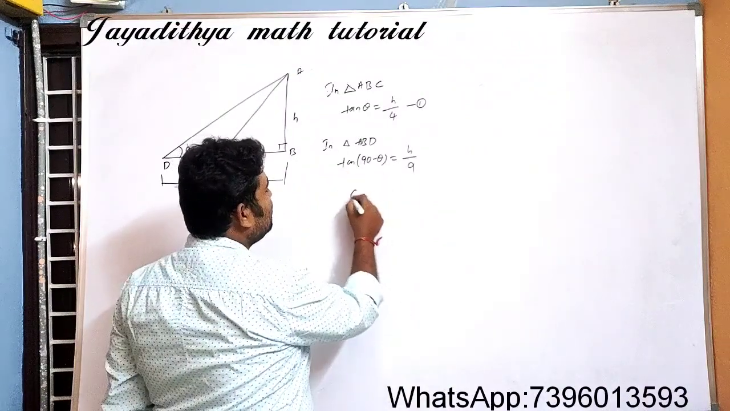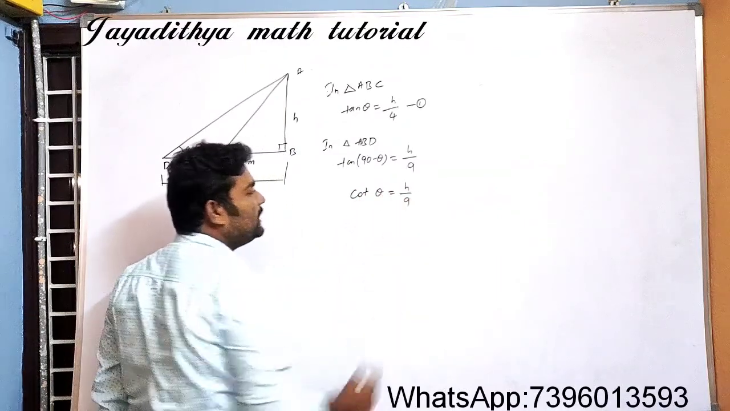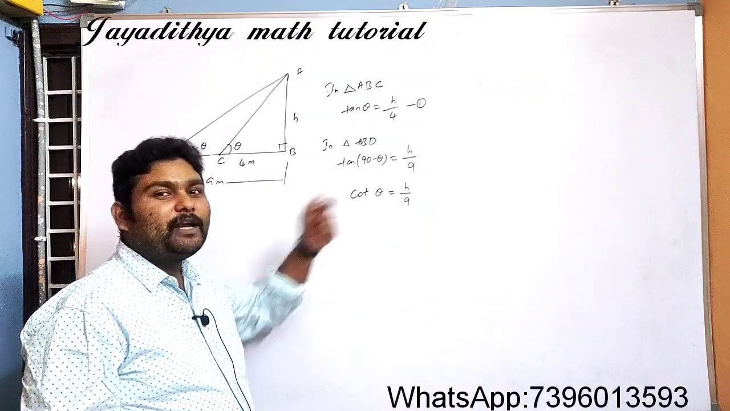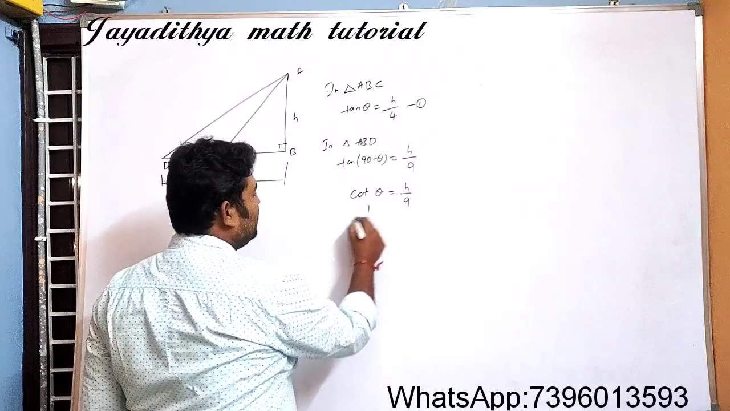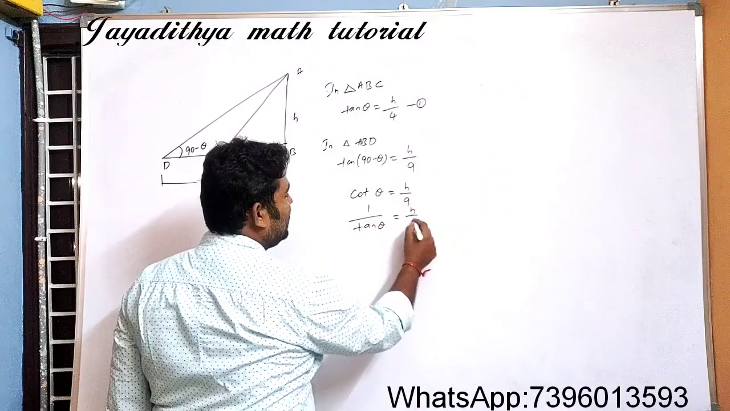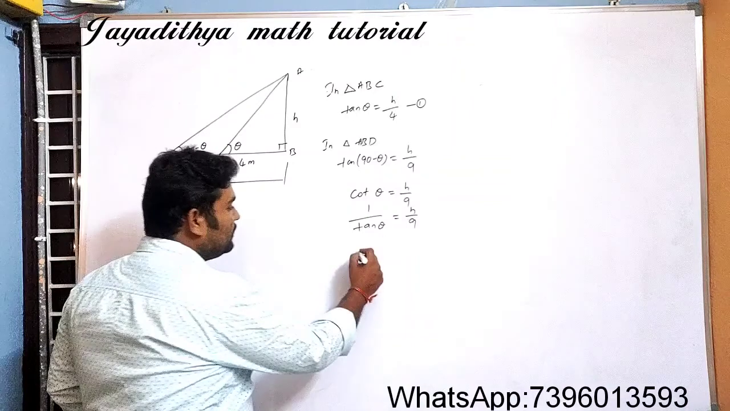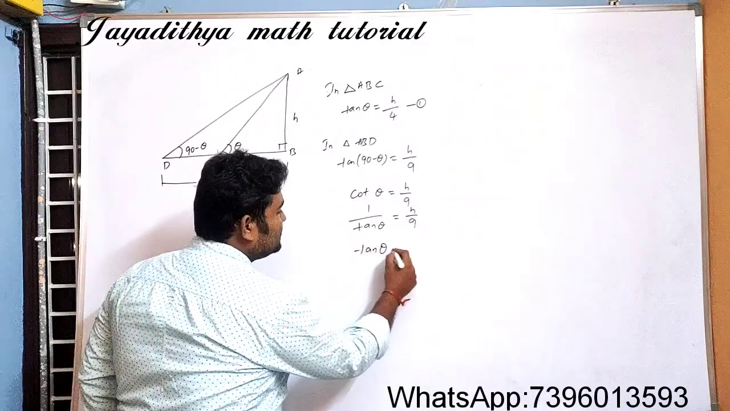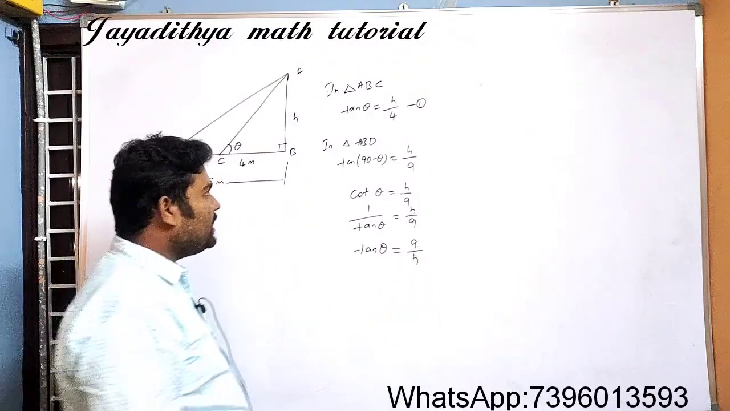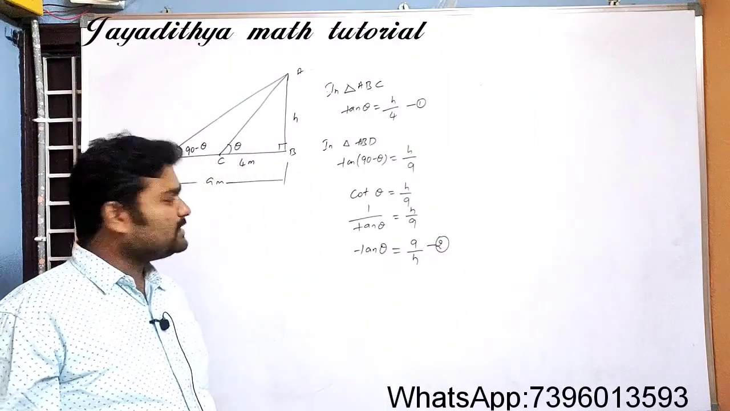What is tan(90 minus theta)? You know very well, that is cot theta, which is equal to h by 9. Cot theta can be written as 1 by tan theta, which is equal to h by 9. You reciprocate here. So if you reciprocate on both the sides, tan theta will be equal to 9 by h. Take this as equation 2.